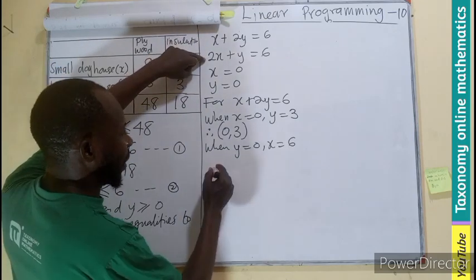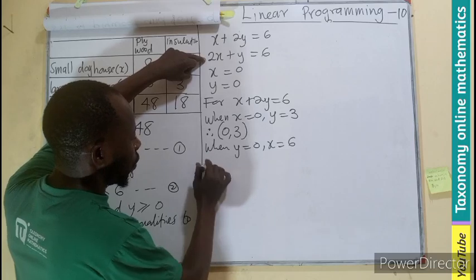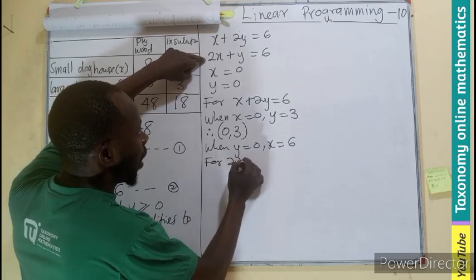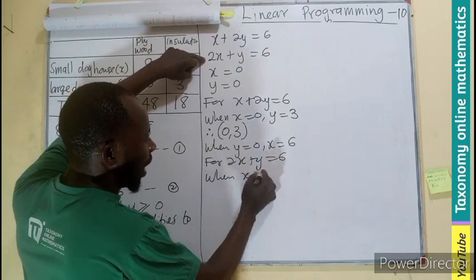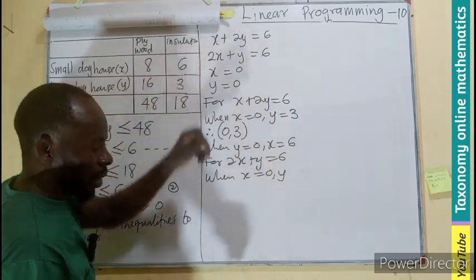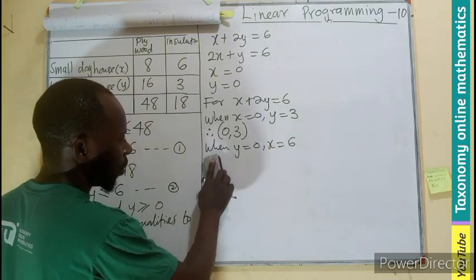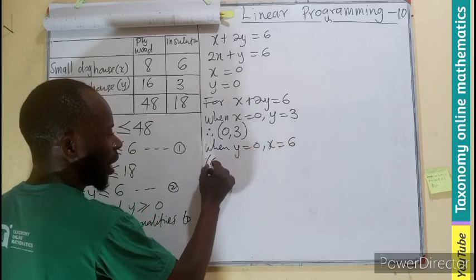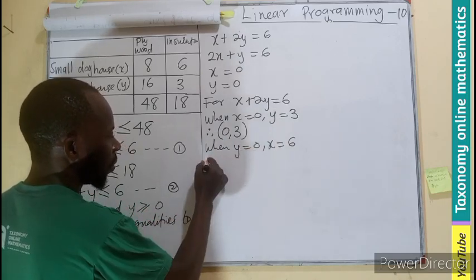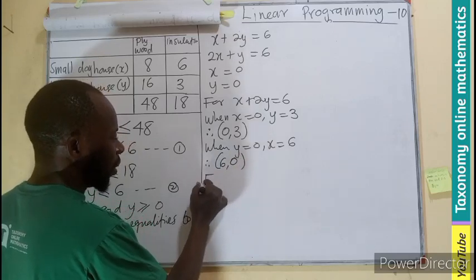Let's take the second equation. For 2x plus y equals 6, I think we need to write a point for that one. The point we are going to be using is 6 on the x-axis, 0 on the y-axis.